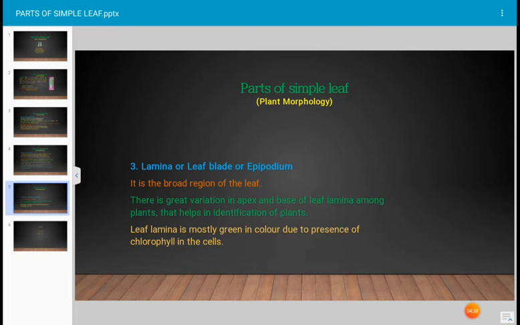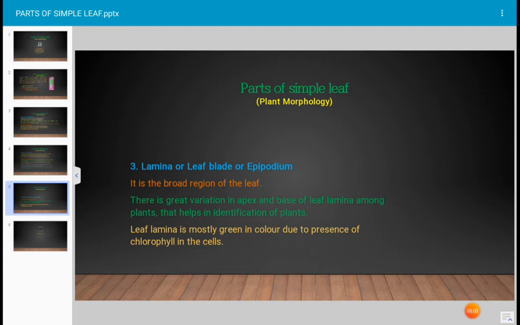This is also a part of the simple leaf, that is lamina. Lamina is also known as leaf blade, or it is also called epipodium in taxonomic language. Lamina is the broad region of the leaf. There is great variation in apex and base of the leaf lamina among plants.